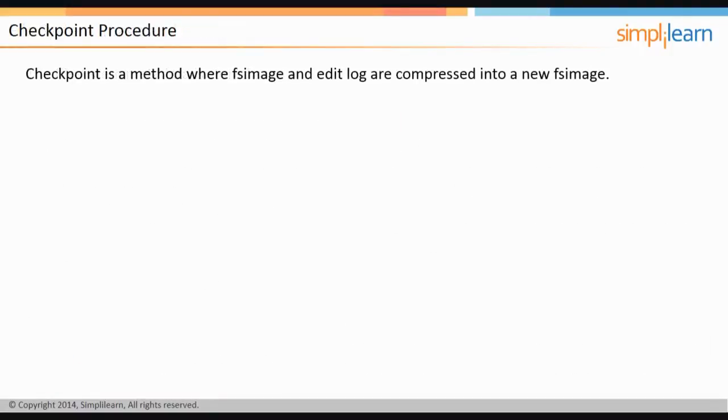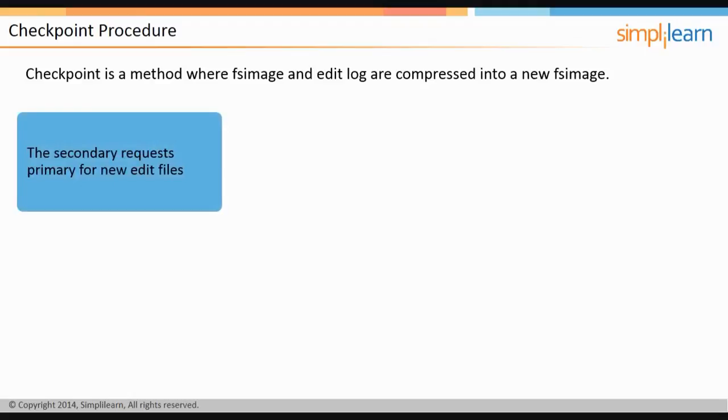Checkpoint is a method where FS image and edit log both are compressed into a new FS image. Through this, the Namenode can load the final in-memory state directly from the FS image, which is a better operation and thereby reduces the startup time of the Namenode. The checkpoint process has the following steps.